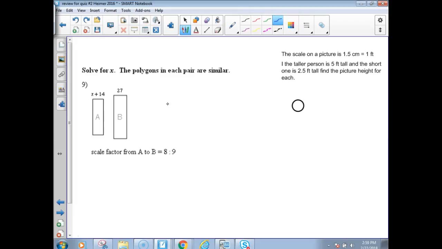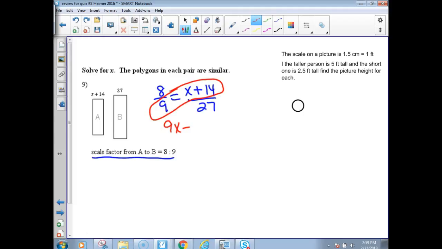All right, Kylie, go ahead. X plus 14, okay, over 27. Yeah, good. She said, okay, you had to read the scale factor was 8 to 9, so that was A to B. So she had to start with x plus 14 over 27 for the second part. You can have this flip-flopped any way you want, as long as 9 is across from your x plus 14, and you get 9x plus 126 equals 216. We'll need to subtract 126 from both sides. We get 90. Yep, 9 times x is 90, and we divide and get 10.